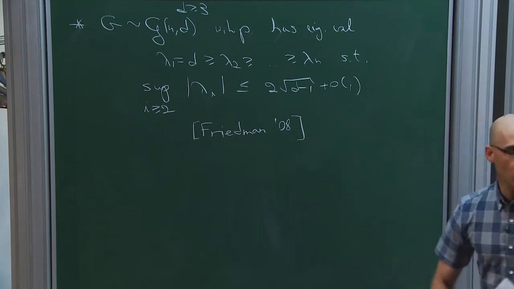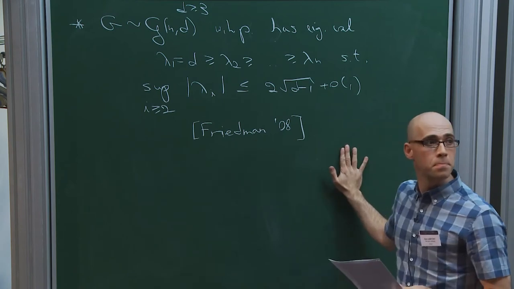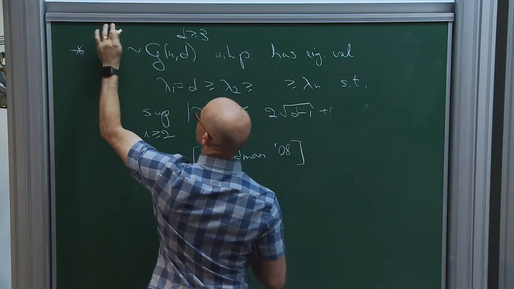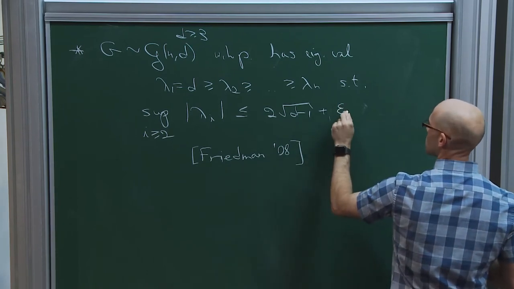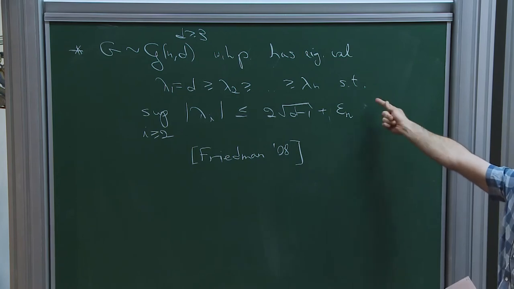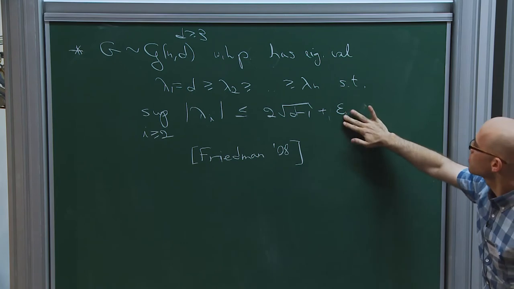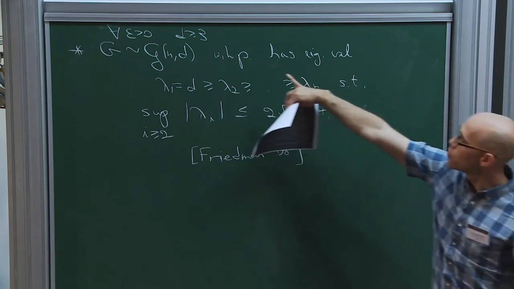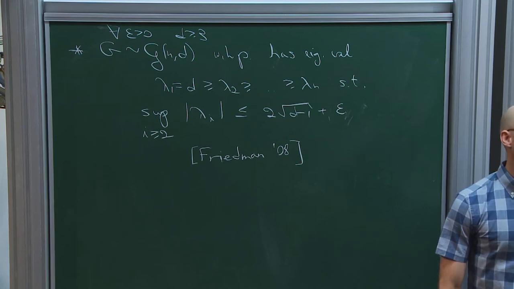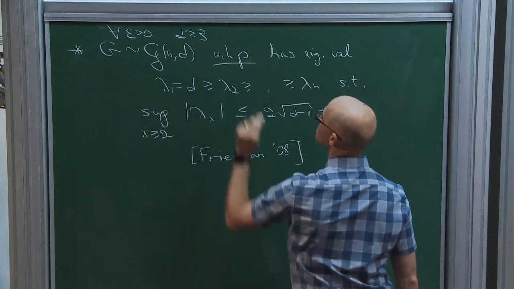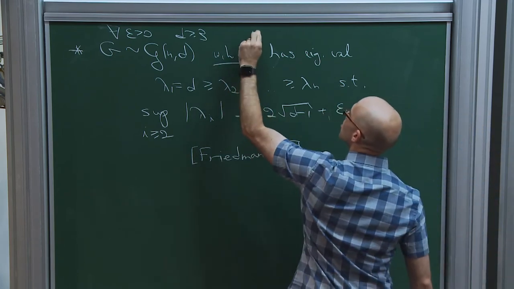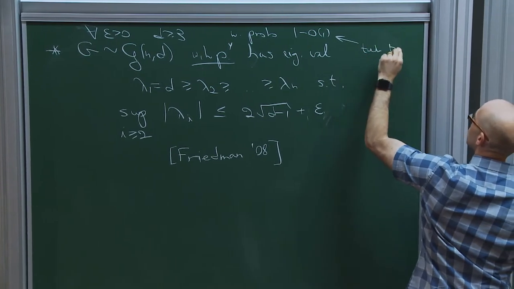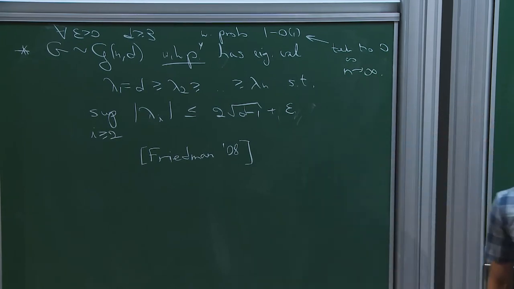It was proved a long time before '08, but it appeared in '08. Yeah, just when you say the little o of 1, you should say with respect to what? Okay, for every epsilon larger than zero, this holds, for instance. So with high probability, this holds. By with high probability, I mean with probability 1 minus little o of 1, where this little o of 1 term tends to 0 as n goes to infinity. And now it is fully formal.